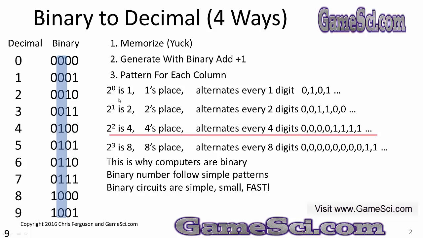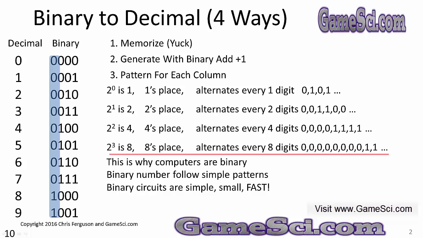Look at the third column. 2 to the second is a 4. That's why we call this the fours place. This blue column is the fours place. And the cells alternate every 4 digits. There's 4 zeros, 4 ones, 4 zeros, 4 ones. And off to infinity, they will alternate every 4 places.